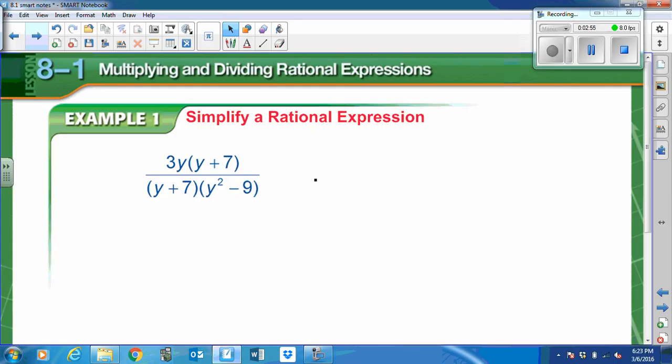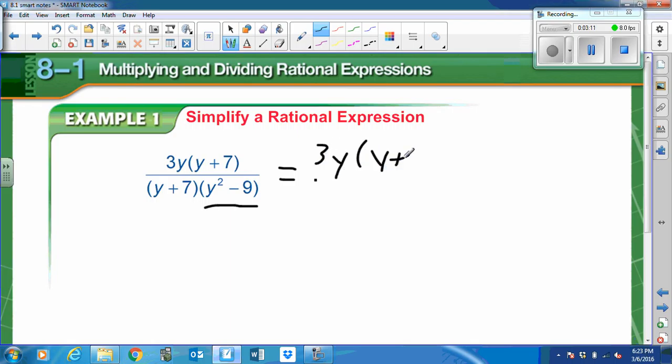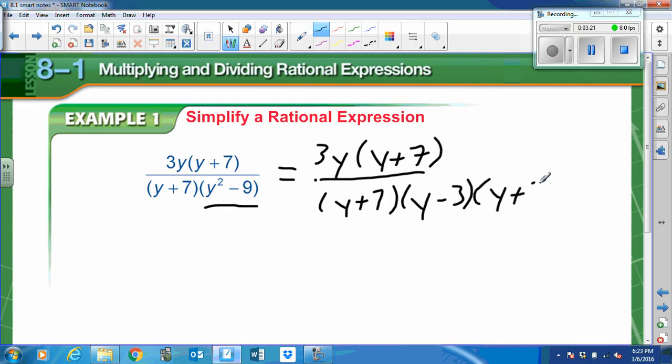So to simplify a rational expression, you want to make sure that the numerator and the denominator are both factored completely. And so when I look at this, I realize that y squared minus 9 can be factored further. So I'm going to rewrite the whole thing. And y squared minus 9 will factor to y minus 3 and y plus 3. So now when I look at my numerator and my denominator, I see that I have the factor y plus 7 in common. And so I see that I can cancel those out.